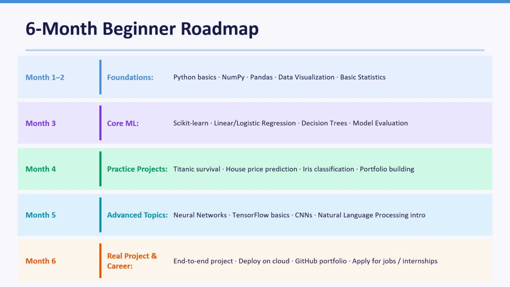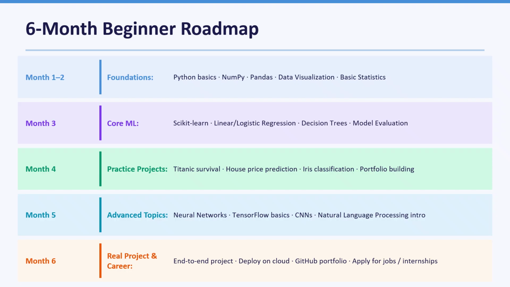Build your portfolio. Month 5, target advanced topics. Explore neural networks with TensorFlow. Try CNNs for image classification. Dip into NLP basics. Month 6, go real. Build one complete end-to-end project, deploy it on the cloud, publish it on GitHub, and start applying for jobs or internships. Consistency beats intensity.